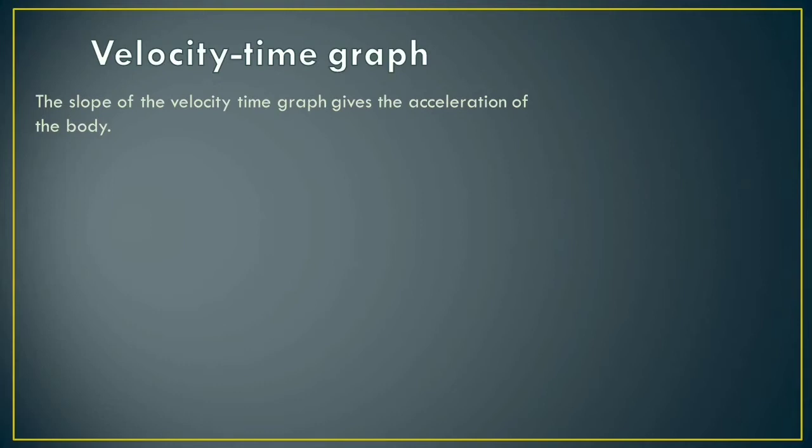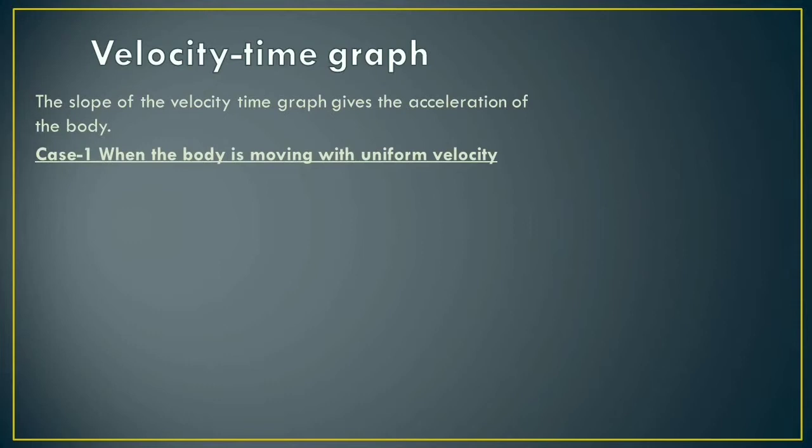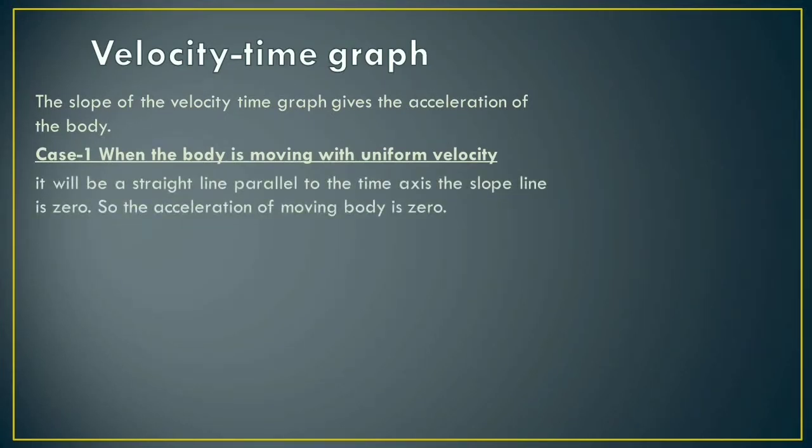So, we will see some cases, as we have seen in the other graphs also. Our first case is when the body is moving with uniform velocity. Here we are not taking the case when the body is at rest, because here we will find the acceleration by the velocity time graph, and acceleration is the change in velocity, and velocity is the speed in a particular direction. So, we will talk about the moving body, not the bodies that are at rest.